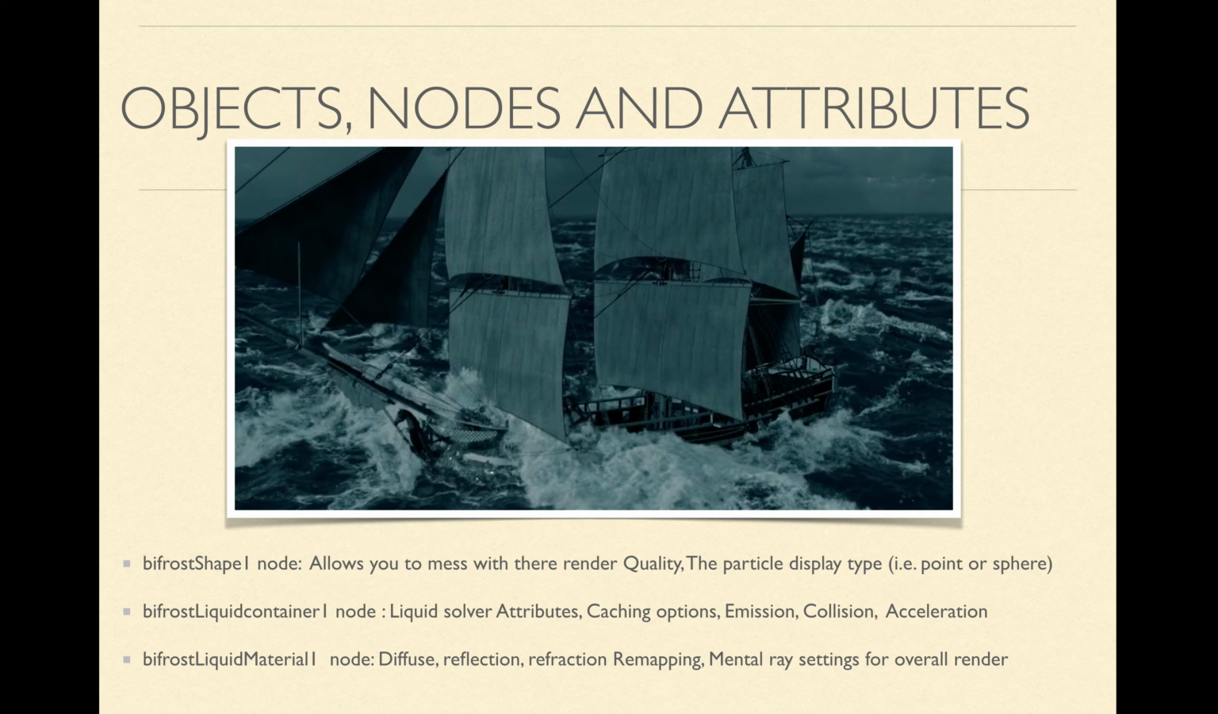Also the acceleration. If you're trying to speed up or slow down your water flow, that's where you would do that. And the last important node is the Bifrost liquid material node. Basically, that is where you change the color of your particles or your water. For example, the diffuse, the reflection, and the refraction all have options to remap, which come with a ramp, which you can change at will, depending on what colors you want, how much refraction versus reflection, what you're trying to achieve with your water.